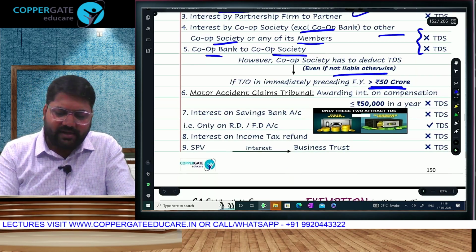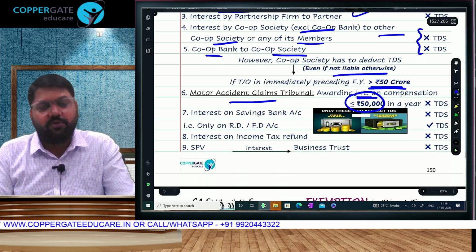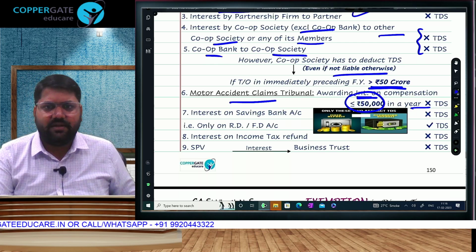Any interest that you receive from compensation awarded by the motor accident claim tribunal, and the interest amount is up to 50,000, no TDS. So one more threshold, a monetary threshold. If it is more than 50,000, then only there will be TDS.